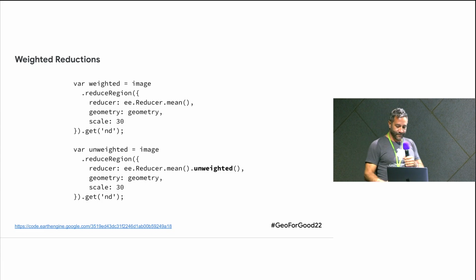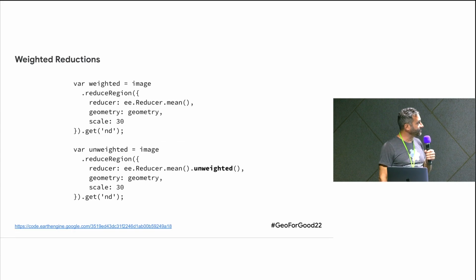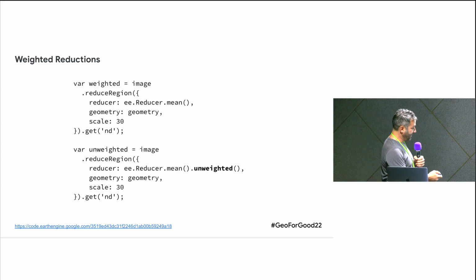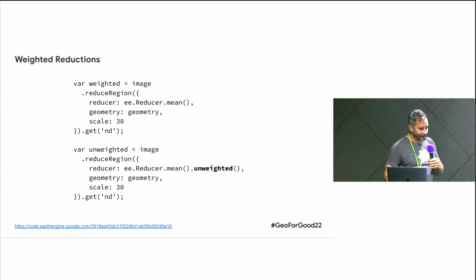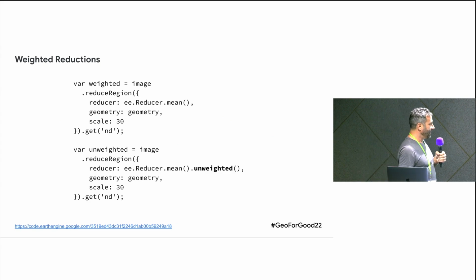What's the difference? In fact, I thought I had an image here. I'm not sure what happened to it. What's the difference? Reduce region two different ways. One with a regular old reducer, another with an unweighted reducer. Is that going to count the number of? Yeah, I don't know what happened to my image, but click the link to see more.